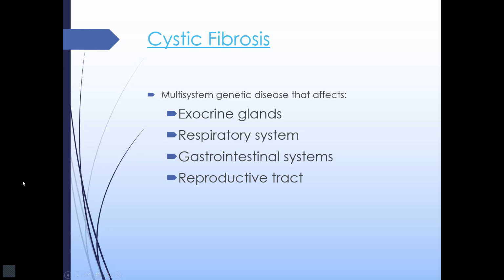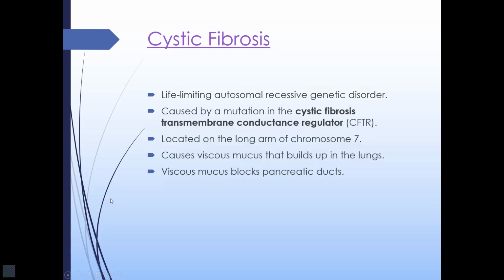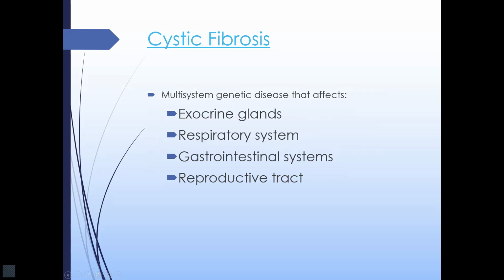All right, so like the video said, it is a multi-system genetic disease affecting the exocrine glands, the respiratory system, the gastrointestinal system, and the reproductive tract. Basically, any organ that has fluid or mucus secreted to help lubricate it, to help move things in and out, such as the lungs do, that viscous mucus becomes very, very thick and sticky. The CFTR does not work appropriately, and the chloride and water channels are not opening and closing like they should.